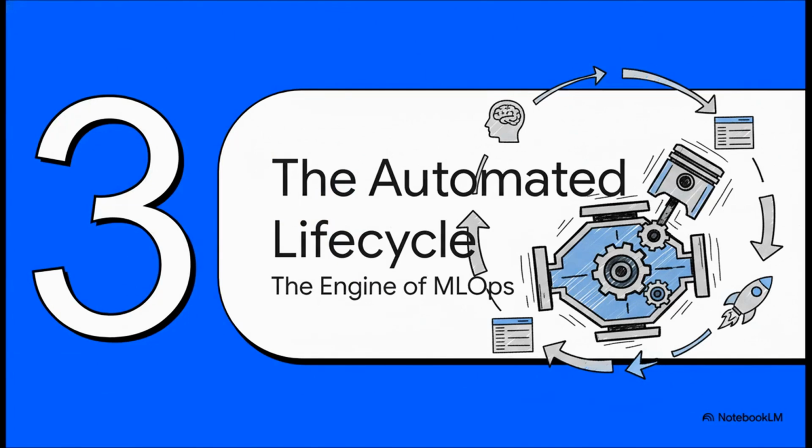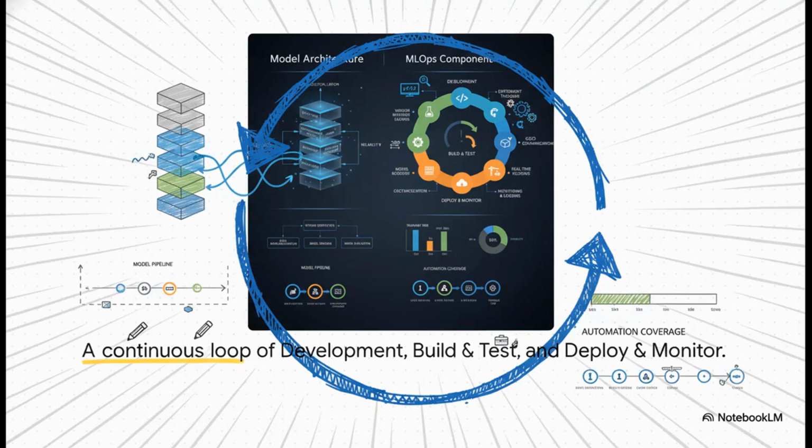All right, so now that we get the what, let's pop the hood and look at the how. We're going to check out the engine that actually drives MLOps, the automated machine learning lifecycle. The first thing you'll notice about this diagram is that it's a circle. It's a continuous loop. This isn't a one-time thing. It's a constant cycle of developing, then building and testing, and then deploying and monitoring, with all that information feeding right back to the beginning. So let's break down each of these big pieces.